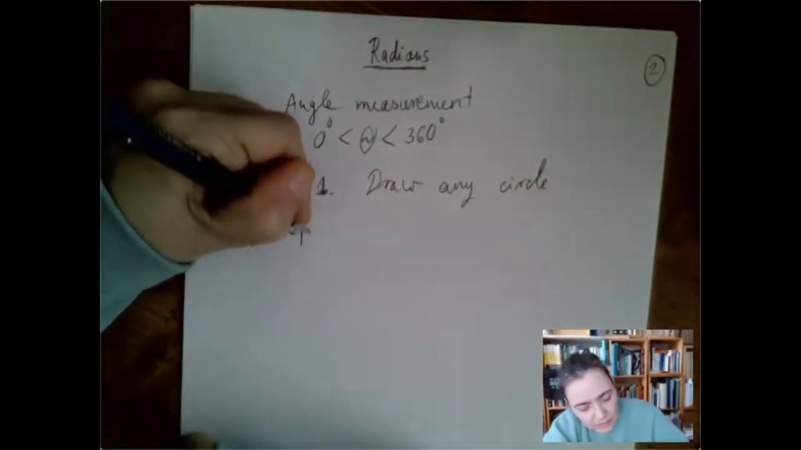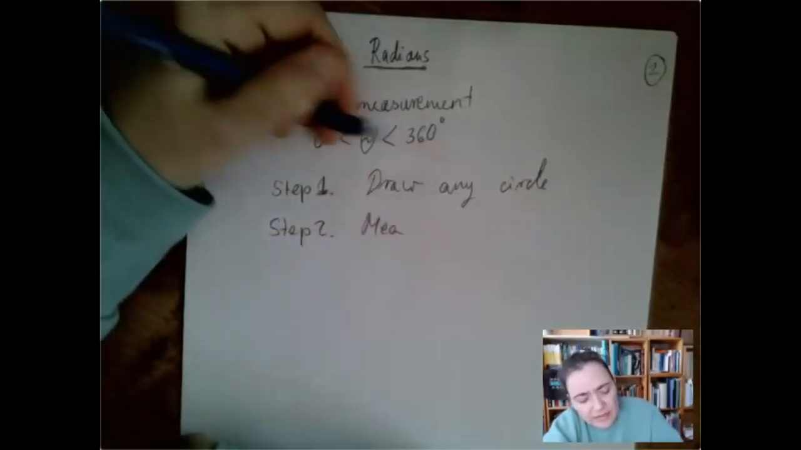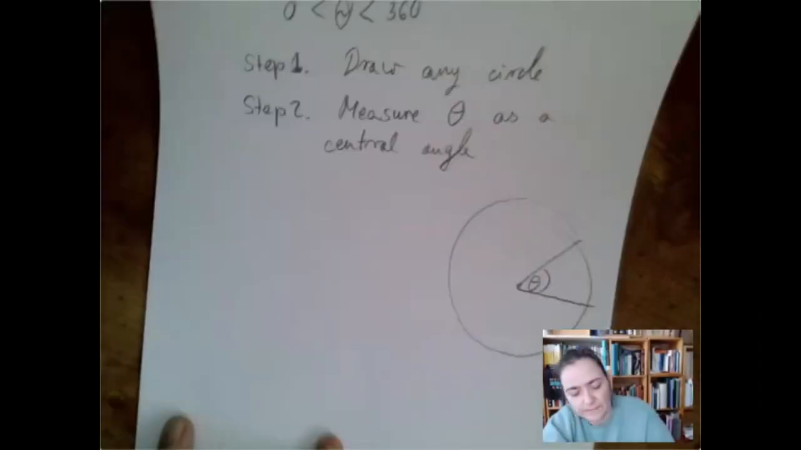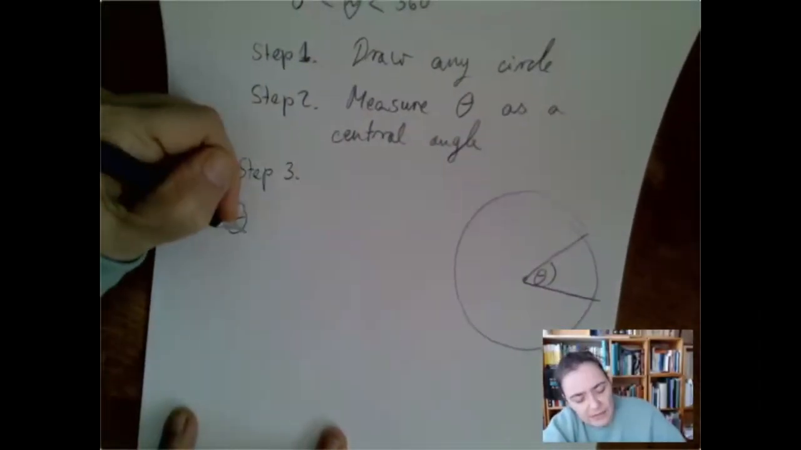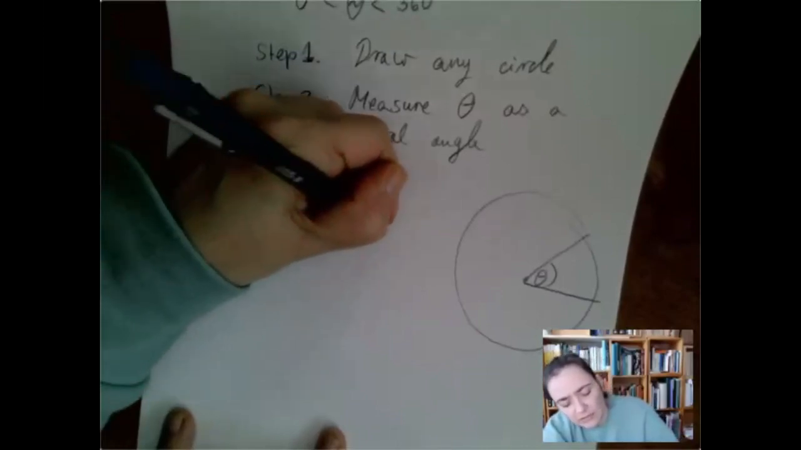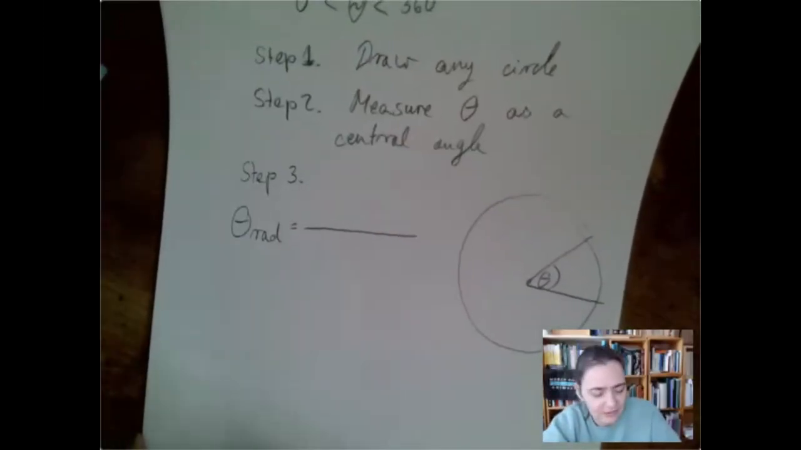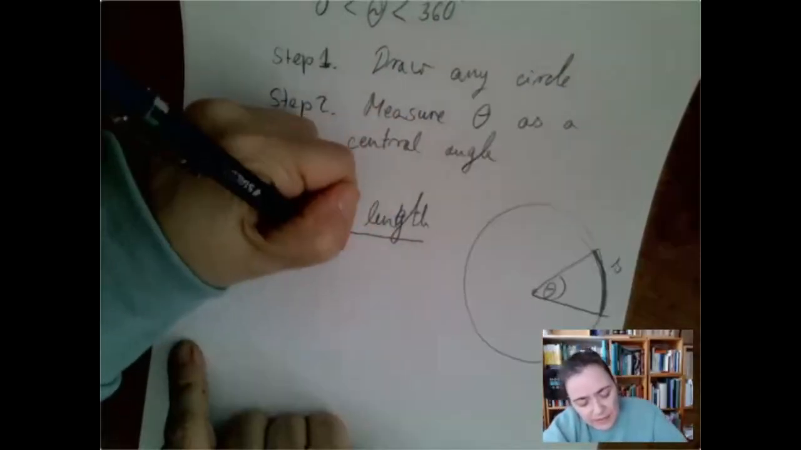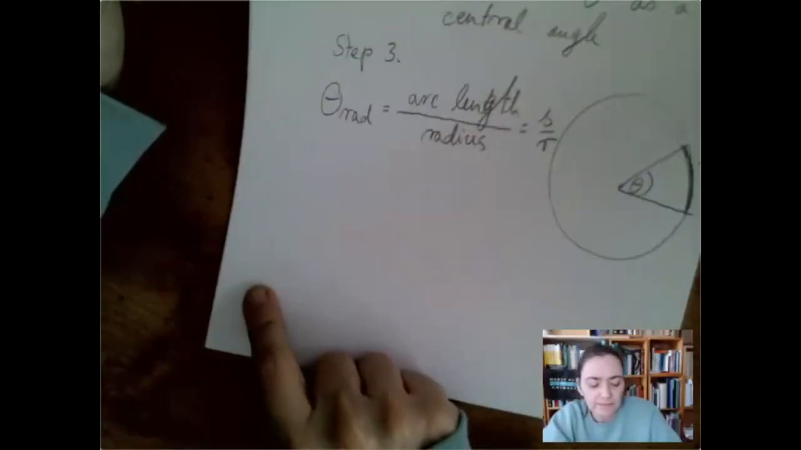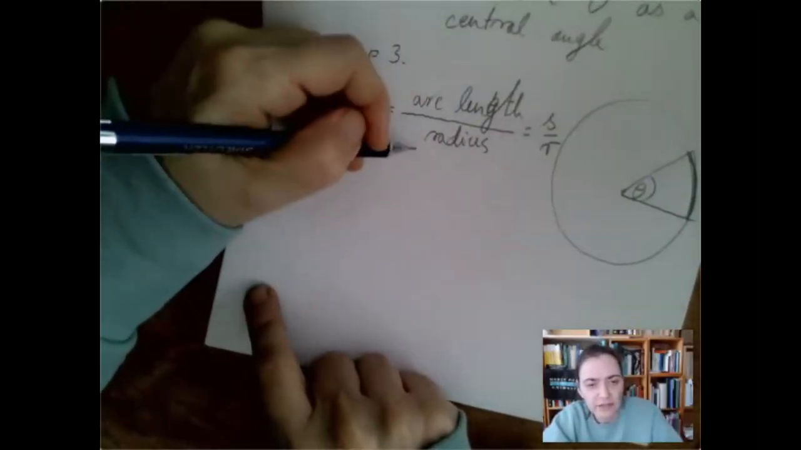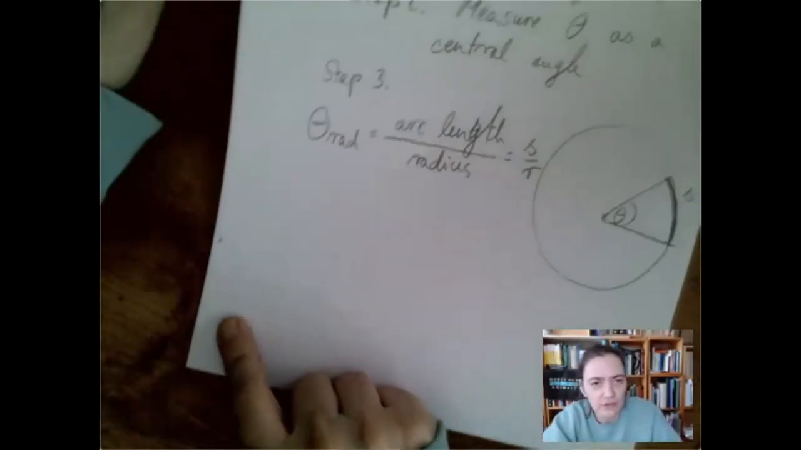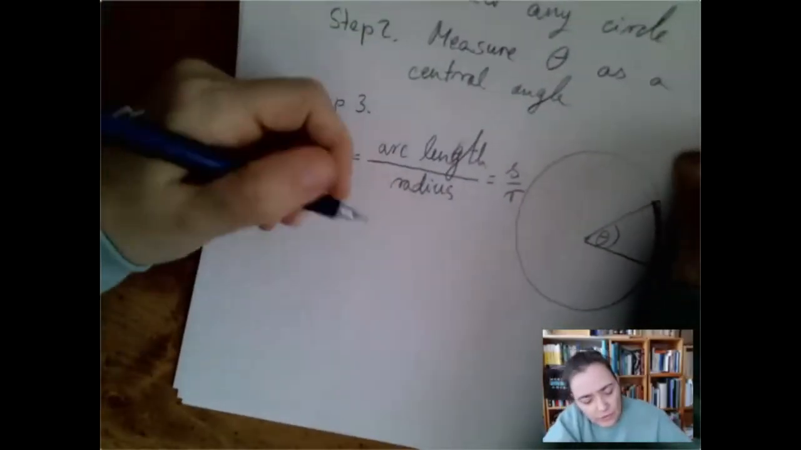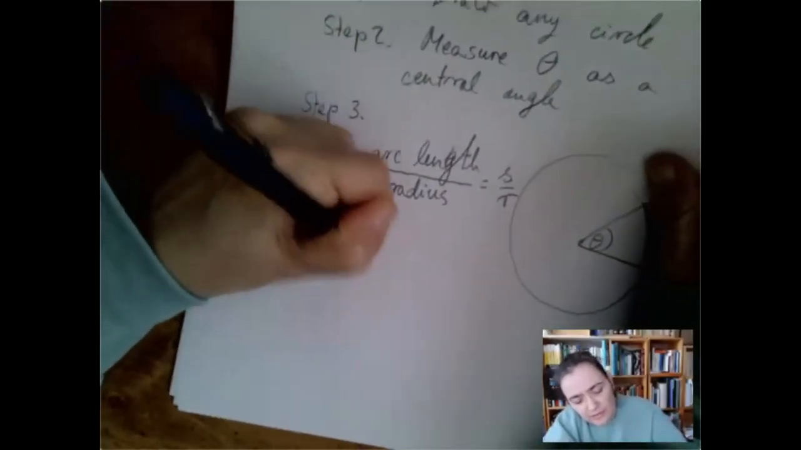And step 2, measure. Now you see why I insisted that it should be between 0 and 360, because we should be able to measure it as a central angle. And now theta measured in radians is going to be the following ratio, just like the sine of an angle would be. It's this arc length divided by the radius. And if the radius happens to be 1, then the arc length is the measure of the angle.